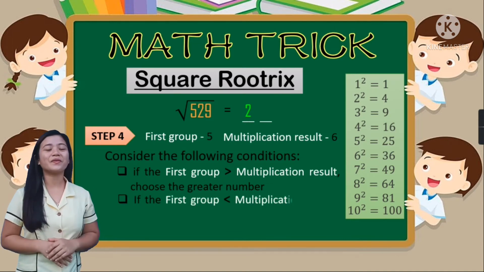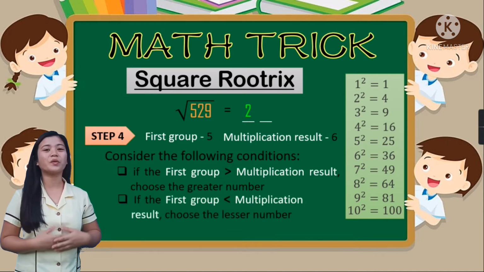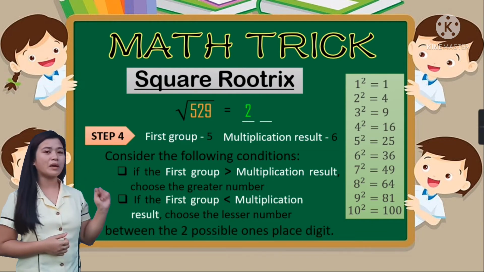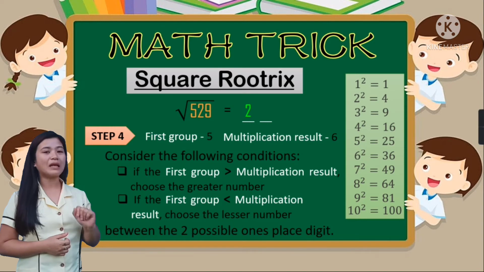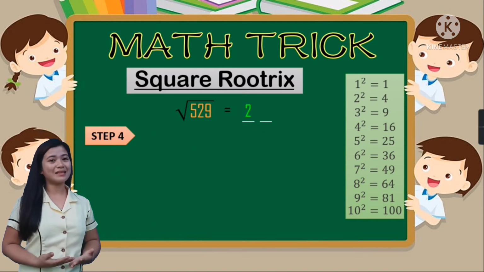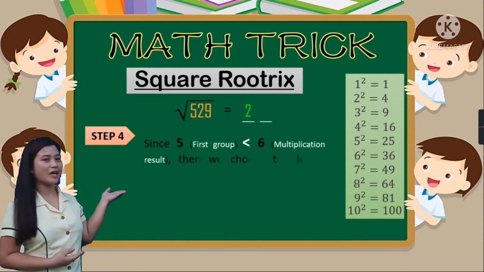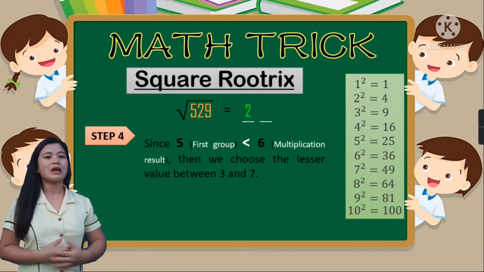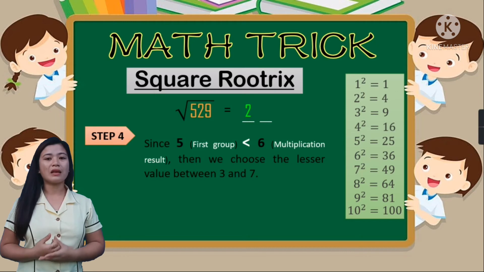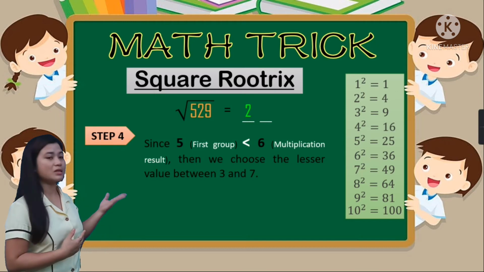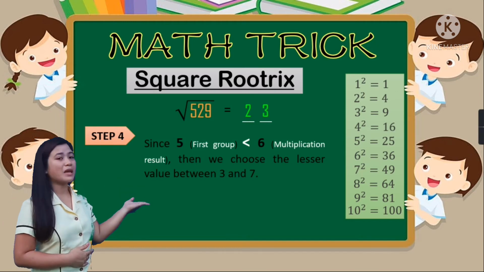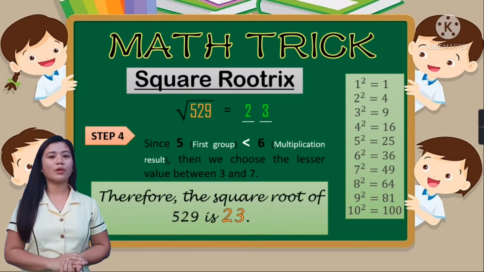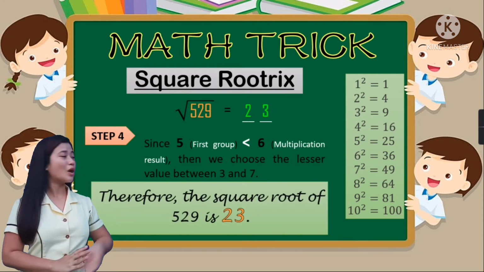Second, if the first group is lesser, then we will choose the lesser number between the two possible ones place digits. Since our first group, which is 5, is less than the multiplication result, which is 6, then we will choose the lesser value, which is 3. Our ones place digit is 3. Therefore, the square root of 529 is 23.